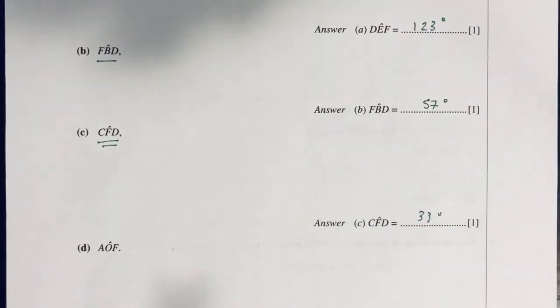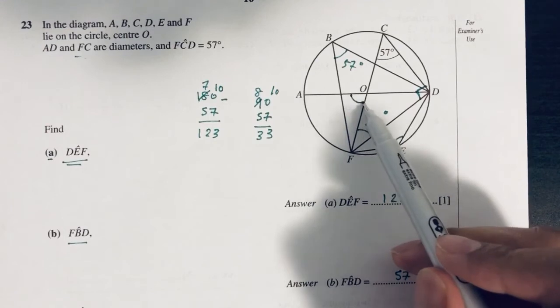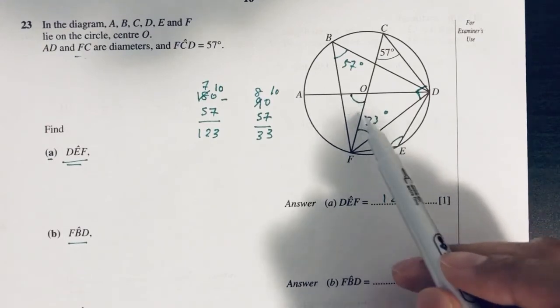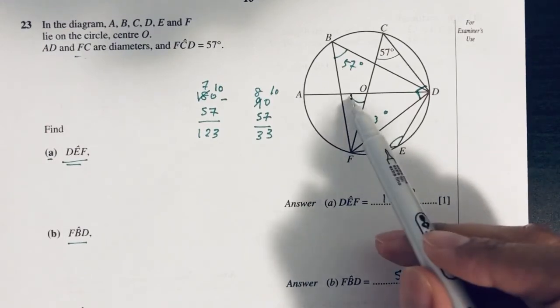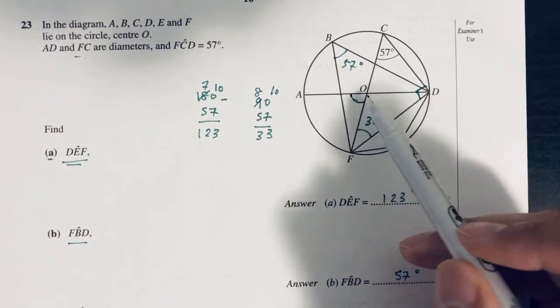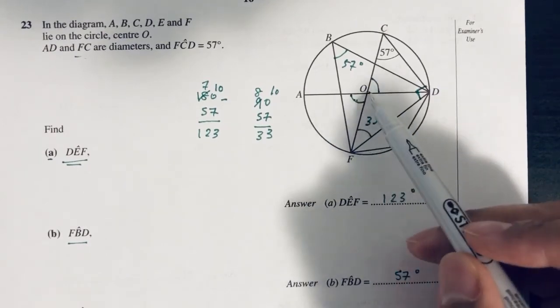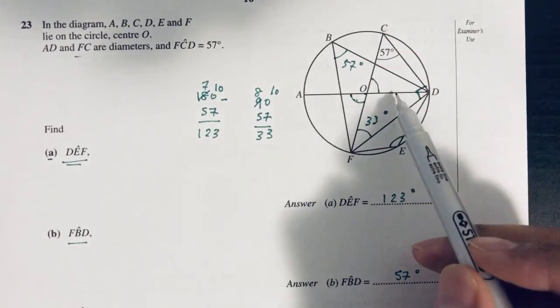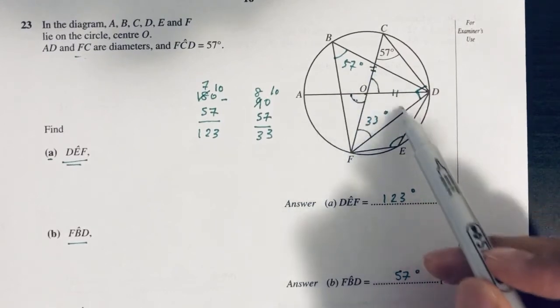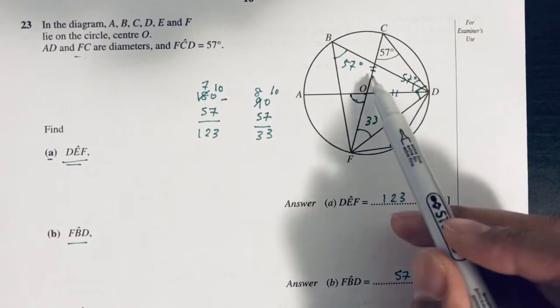And the last part, D, find the angle AOF. Where is that? We have to find this angle here. This angle is the same as this angle. They are vertically opposite. You observe that this and this and this and this are radii of the same circle, which means this angle here is 57. So what is this angle?